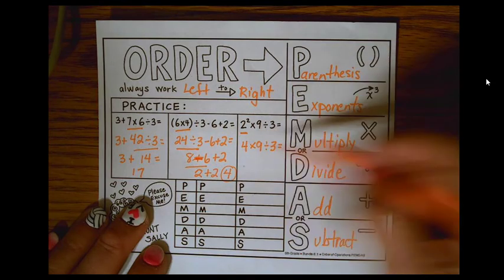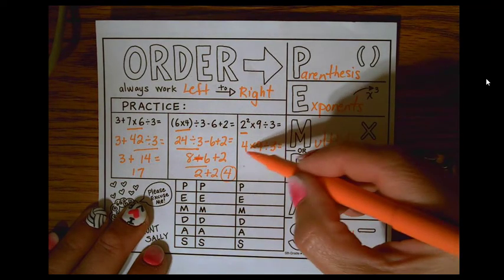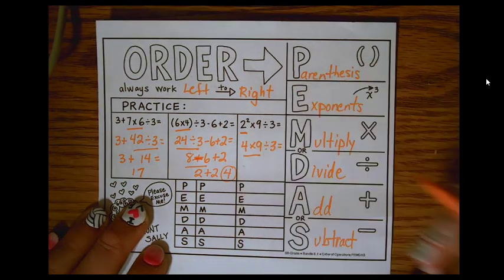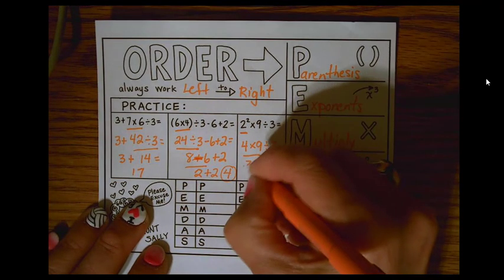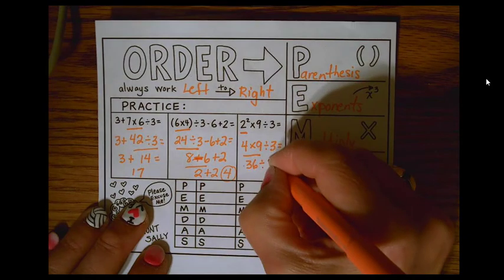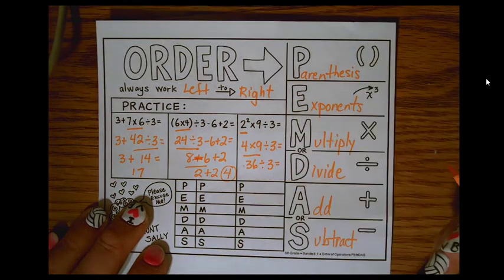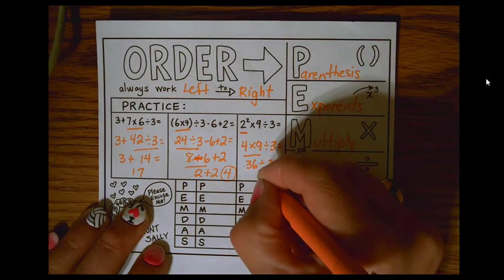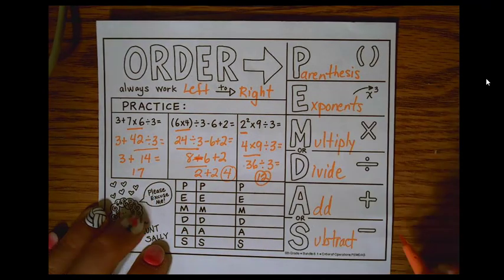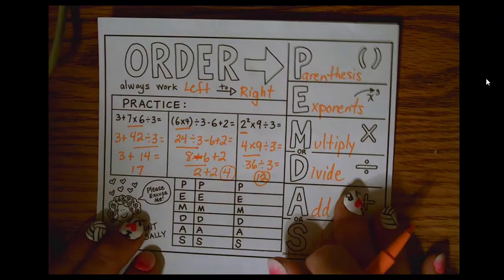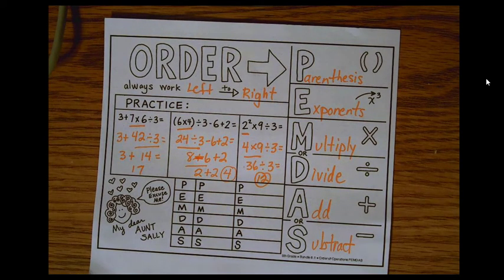I look from left to right, and right away I see multiplication. So I'm going to do that next. 4 times 9 is 36. Last step would be that division. 36 divided by 3 is 12. So just follow your order of operations anytime that you have an expression, and you won't go wrong.